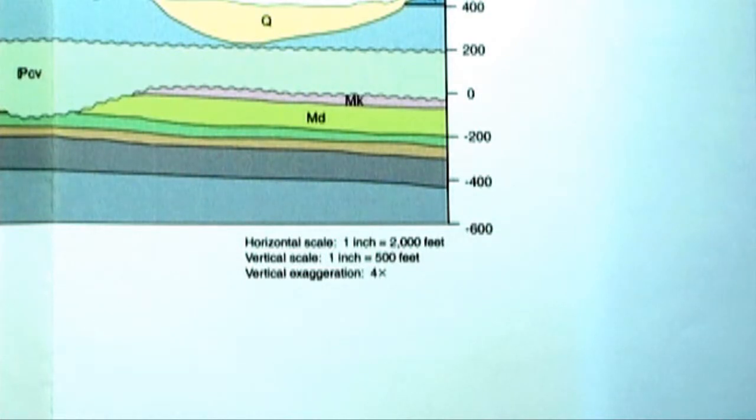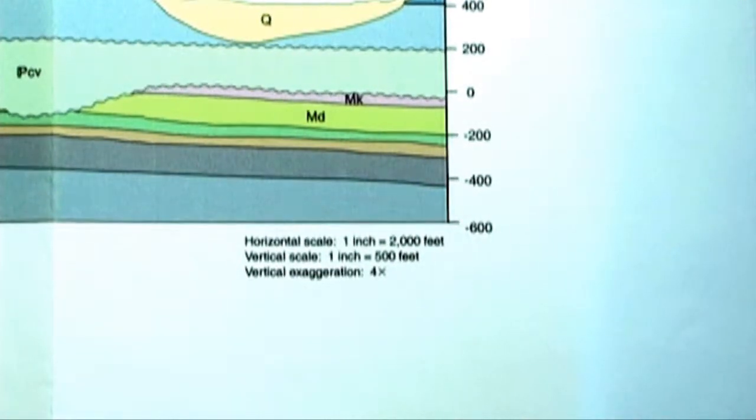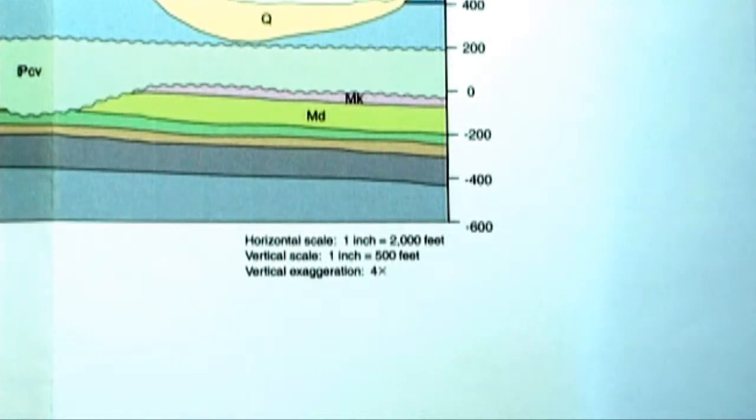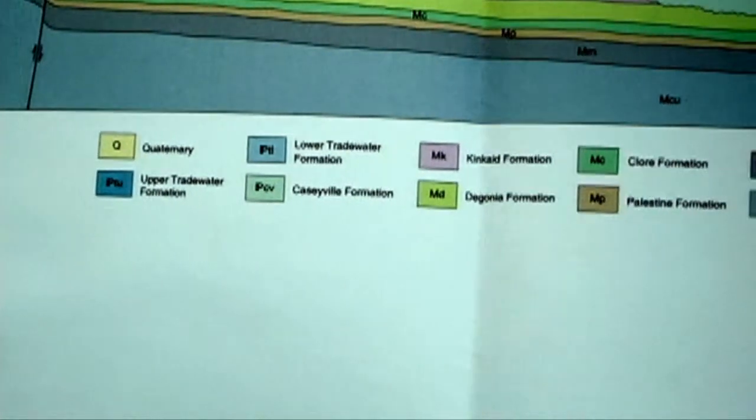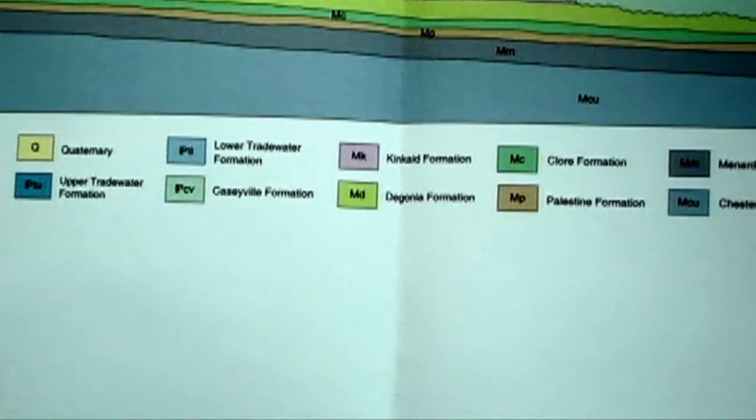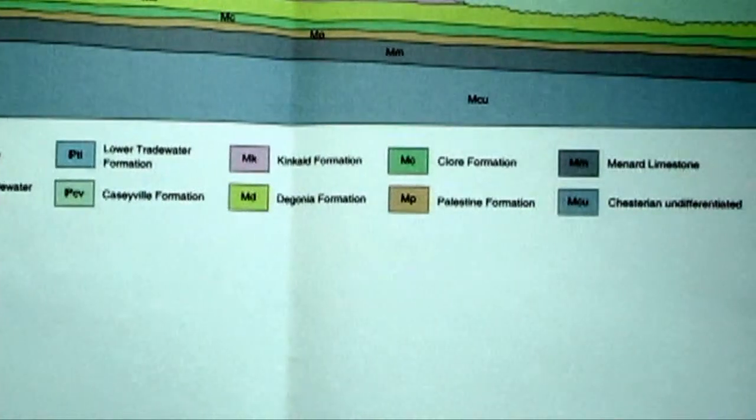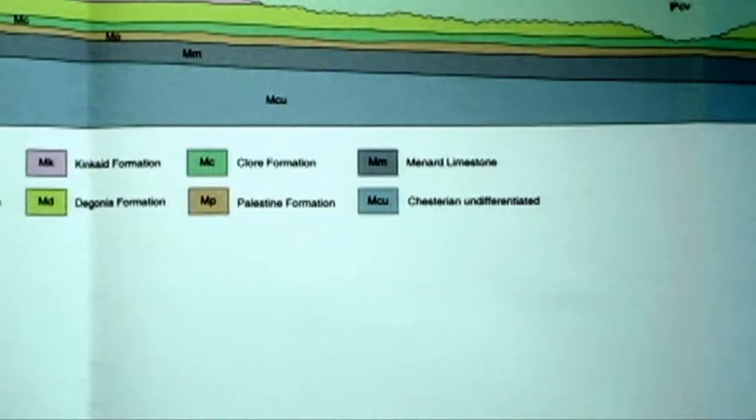The horizontal scale is 1 inch equals 2,000 feet, which is the same scale as the geologic map. But the vertical scale is exaggerated by 4 times, so 1 inch equals 500. And oftentimes it's helpful to vertically exaggerate the cross-section so that you can fit the geological units in there. Sometimes they're too thin to show at the map scale. Below, we show the formations that we have depicted here in the cross-section, from the Quaternary sediments, which are the surficial sediments, all the way down to the Mississippian Chesterian units.